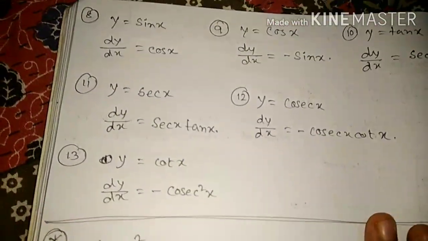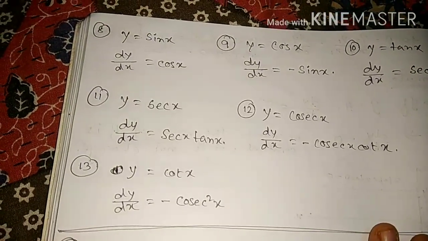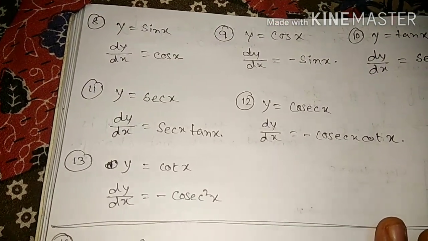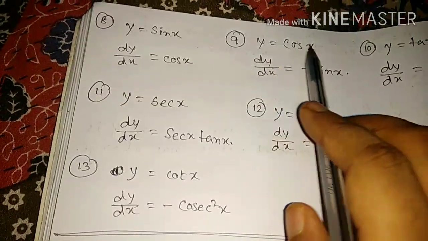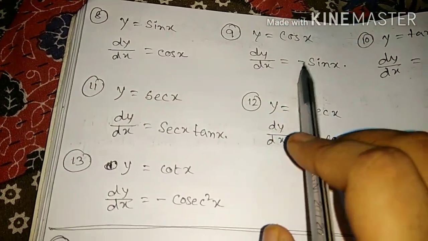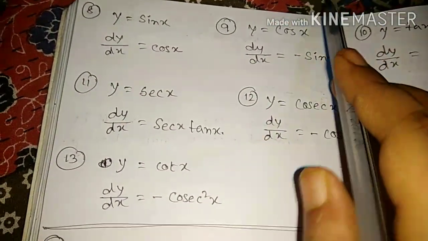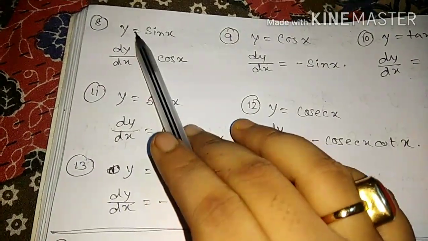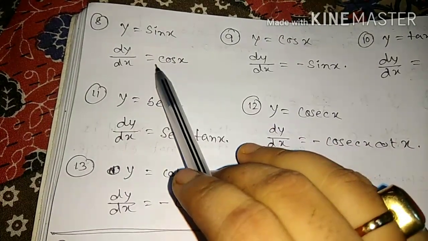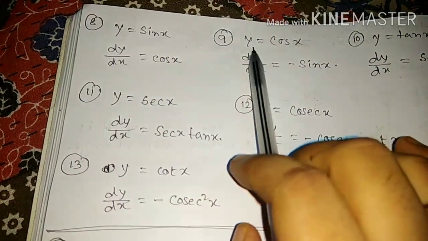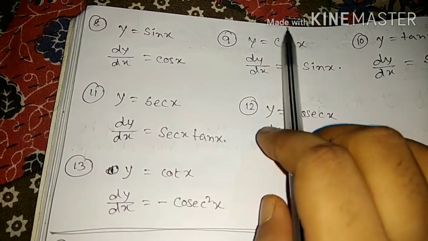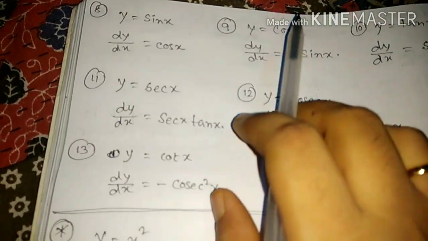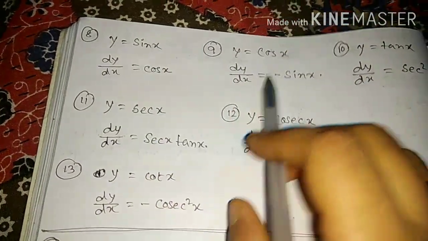Next, the 8th rule: if y equals sine x, then dy by dx equals cos x, and if y equals cos x, then dy by dx equals minus sine x. How can you remember? Sine is a good boy, cos is a bad boy. So sine after differentiation gets a positive value, but cos is a bad boy, that's why after differentiation it gives a negative value. This way you can remember these two.